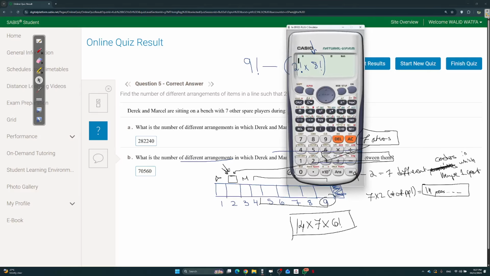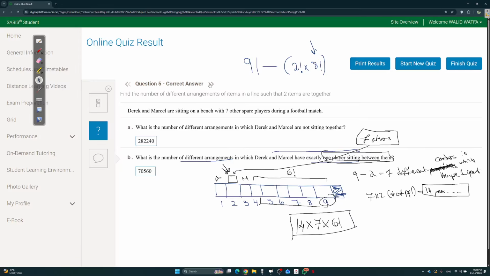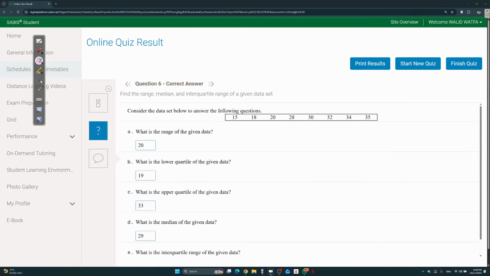I'll show you how to do it on the calculator. Where's the factorial? Well, I can't find it. Here. 7560. Question 6. It took way longer than I expected, somehow.